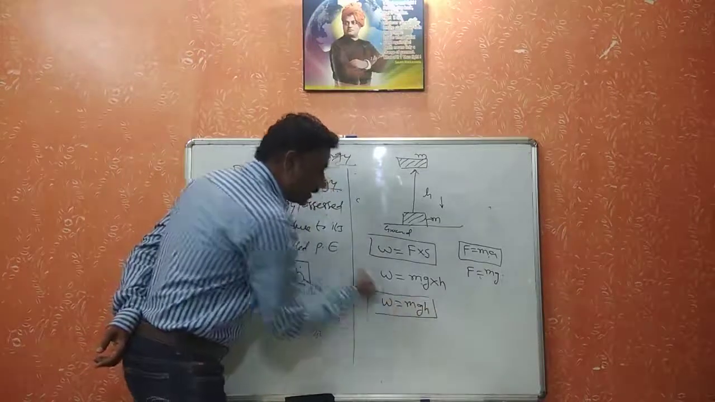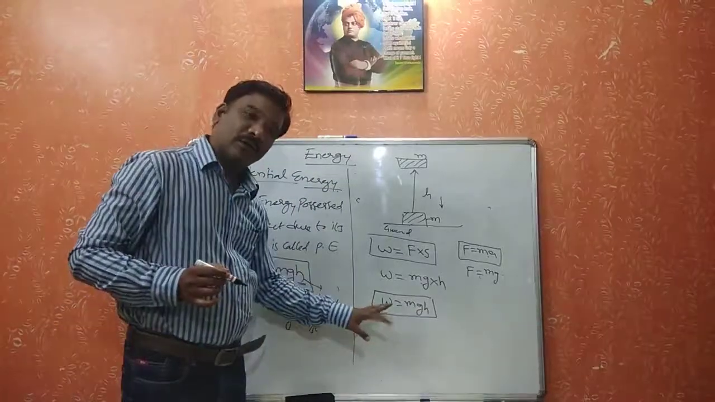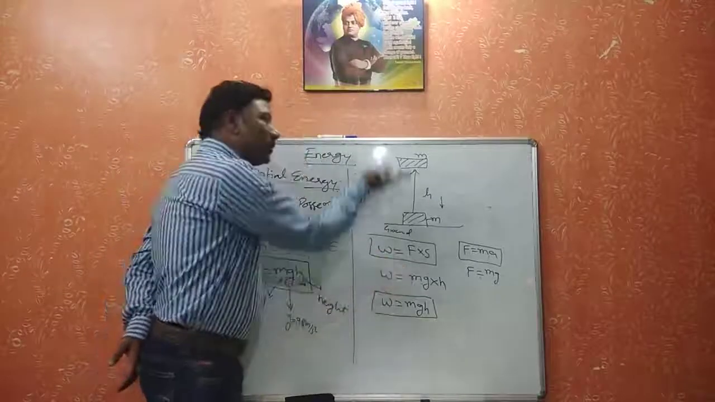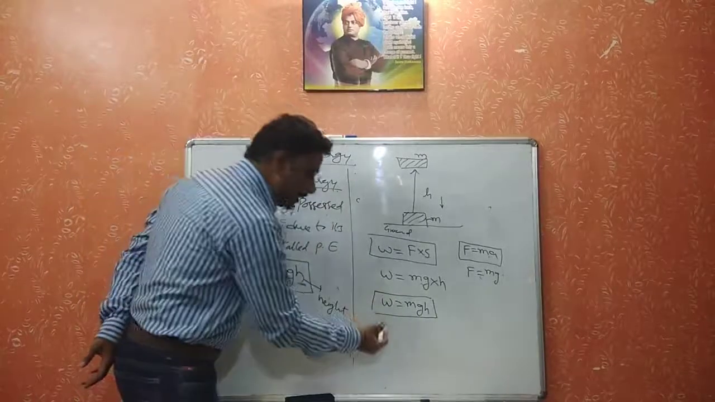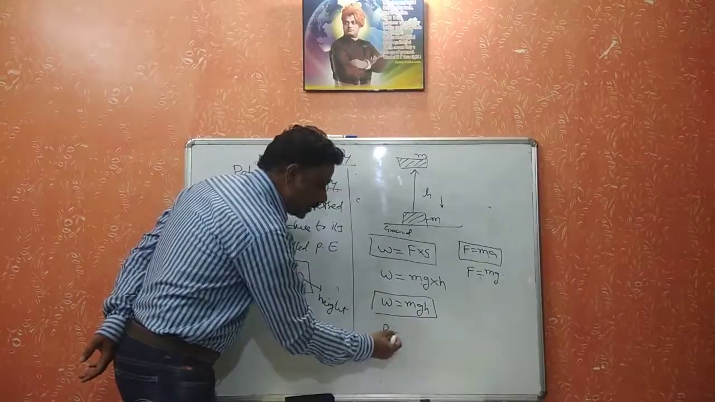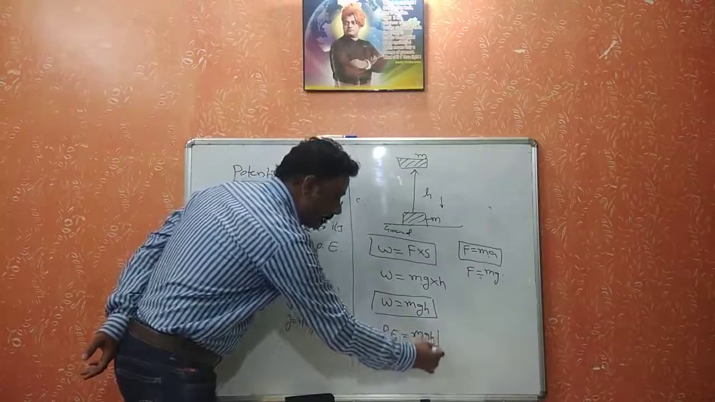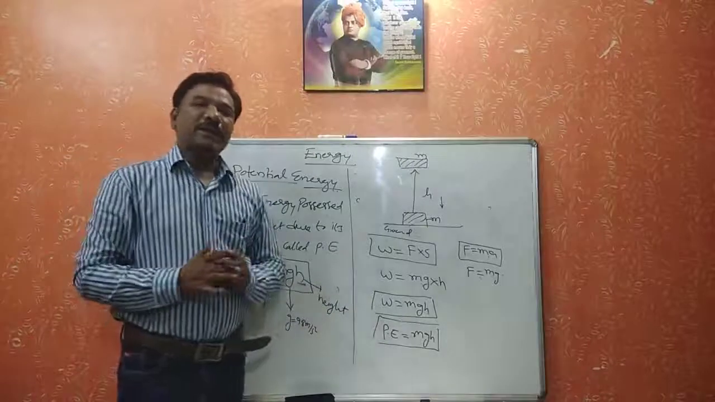Here we got this work done value. But we have already discussed that work done is equal to energy lost. Which energy do we have to consider? The object is moving up to a certain height. In case of height, we have to take potential energy. Then PE is equal to mgh. This is the equation for potential energy.